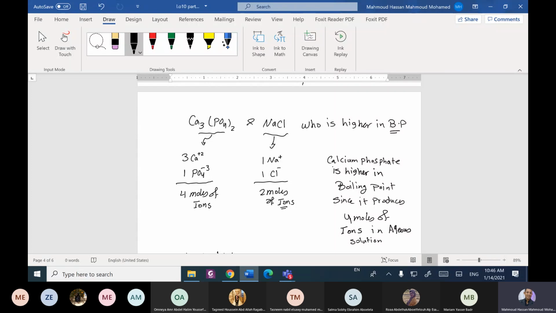So the higher boiling point, in the case that they have the same molality and number of moles, you will find that calcium phosphate is higher in boiling point since it produces more moles of ions in the aqueous solution.